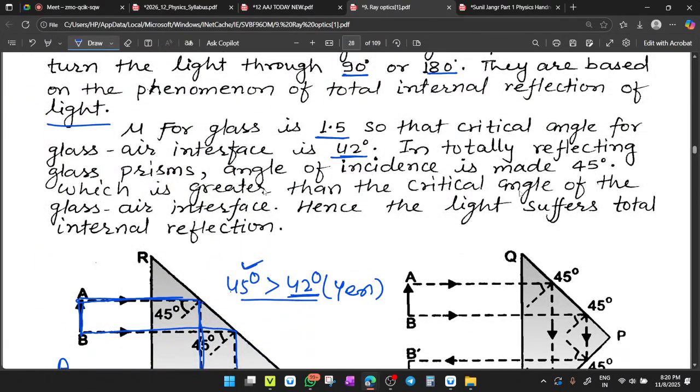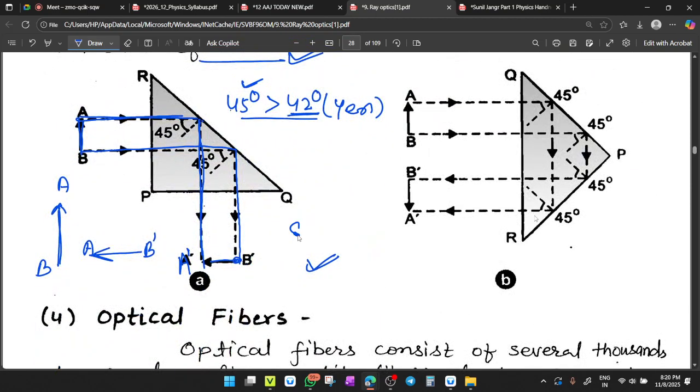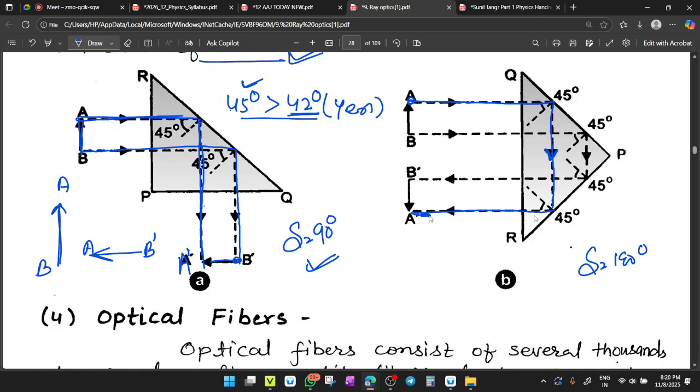So in a totally reflecting glass prism, the angle of incidence is made 45 degrees, which is greater than the critical angle of the glass-air interface. Hence the light suffers total internal reflection. Now check, here the deviation is 90 degrees, and now here I am taking the deviation of 180 degrees. How? This is the first ray coming from A, totally internally reflected and goes here. And again, this ray is totally internally reflected and goes here. This is the incident ray, again 90-degree deviation here and 90-degree deviation here.